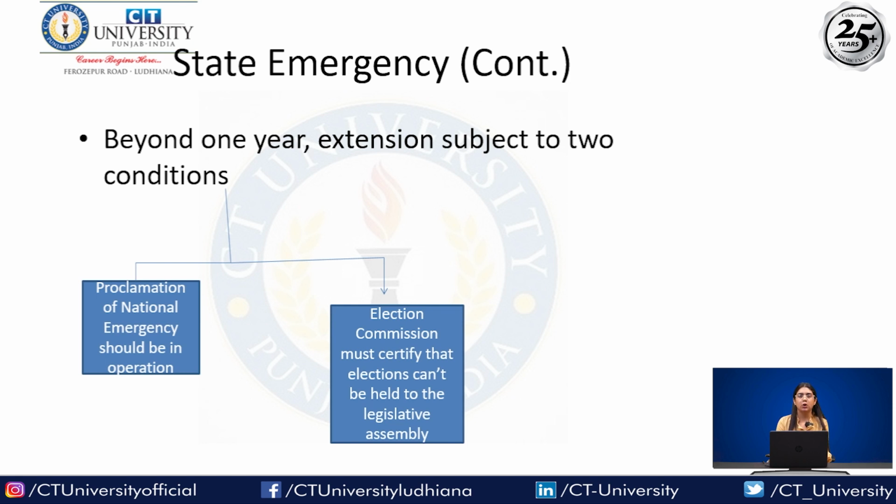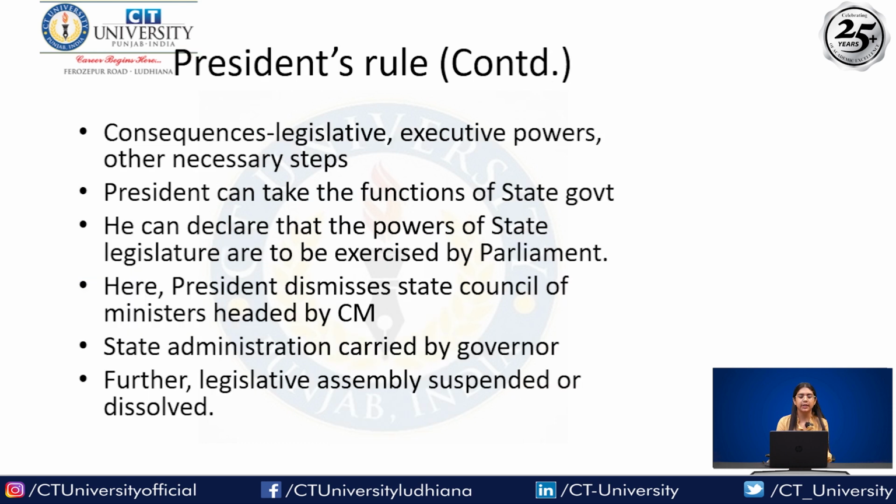One is a proclamation of national emergency is in operation, and secondly, if the election commission certifies that the elections can be held in the state in the legislative assembly. So in that case only beyond 1 year this extension can be granted, otherwise no extension can be granted beyond 1 year. So what are the consequences which take place?